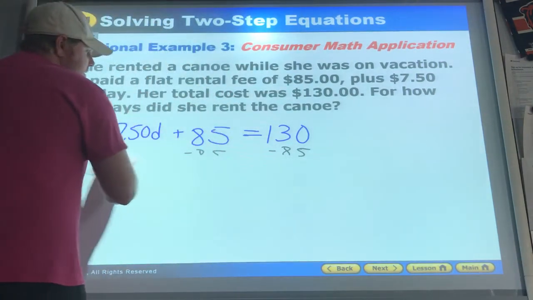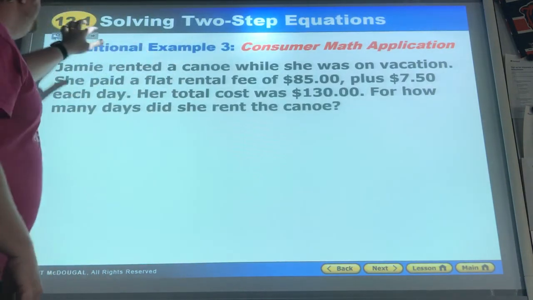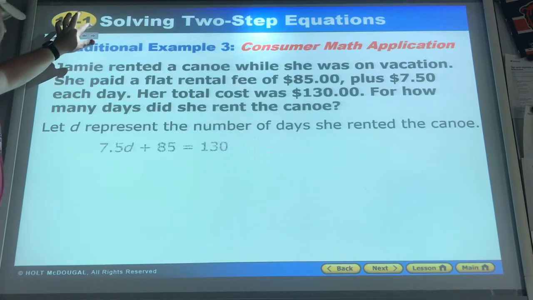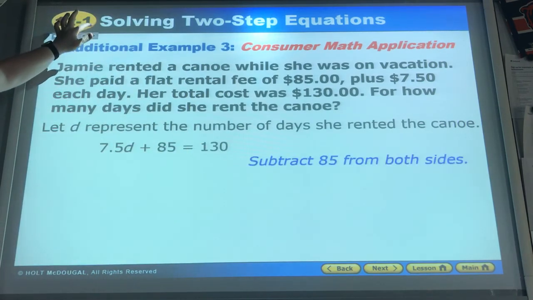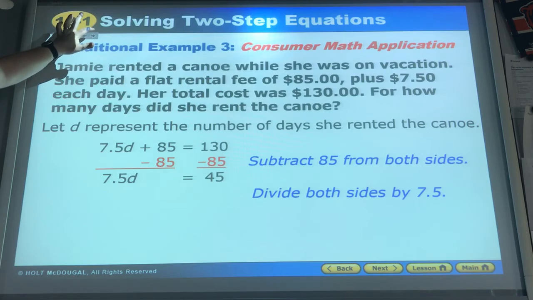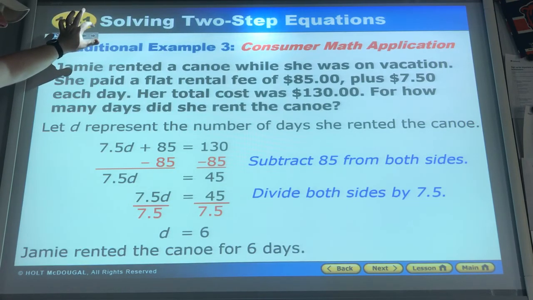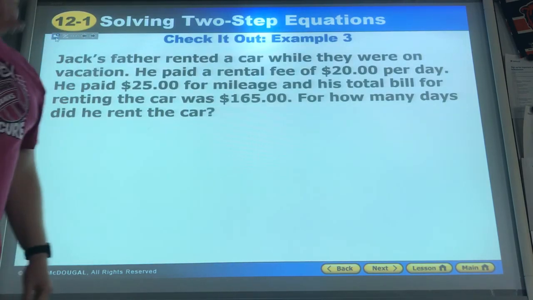Lots of places do it like this. If you rent a van or a bus or anything like that, they'll do a flat fee, and then they'll charge you per mile. All right, let D represent that. Hey, that's what we did. We use our inverse operation, subtract 85 from each side. All right, then we use our inverse operations, divide by 7.5, and 6 days is the number of days we rented a canoe. Writing the equation's the hardest part.